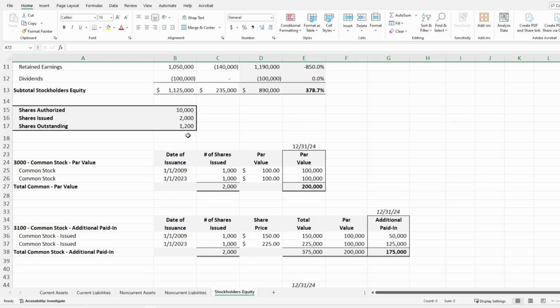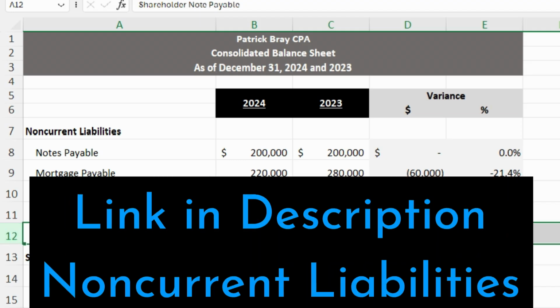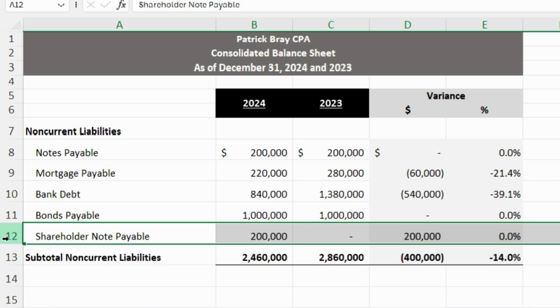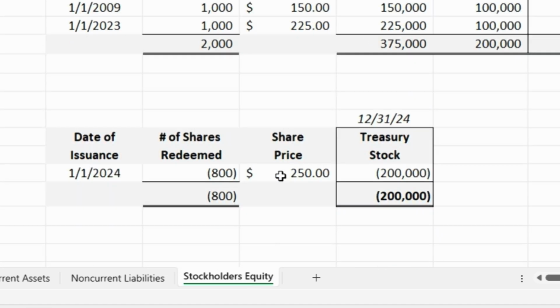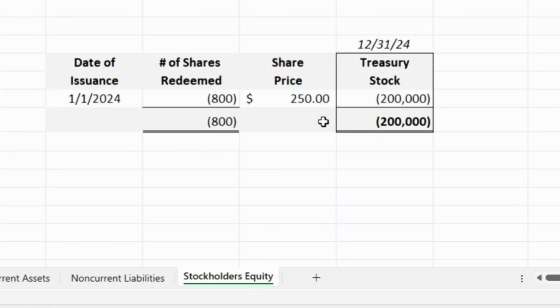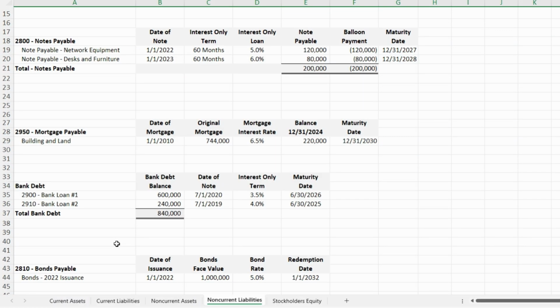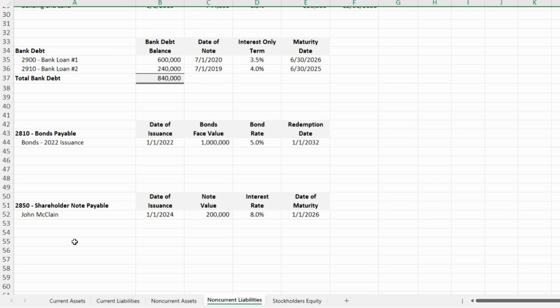Going back to the shares authorized, shares issued, and shares outstanding, that's why we have a difference here, because in 2024, we took 800 shares out of circulation. The corporation bought those back. I also want to recommend watching the non-current liabilities video that I have here, because I give an example of a shareholder note payable. So in this comprehensive example, the corporation has bought back 800 shares at $250 a share for a total price of $200,000. And we have issued the shareholder a note, John McClain in this situation, for $200,000.